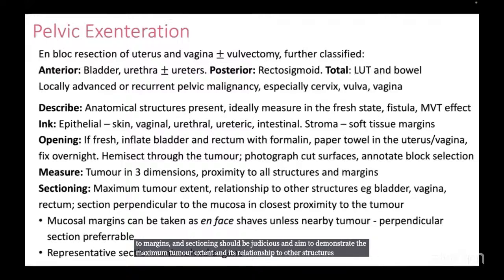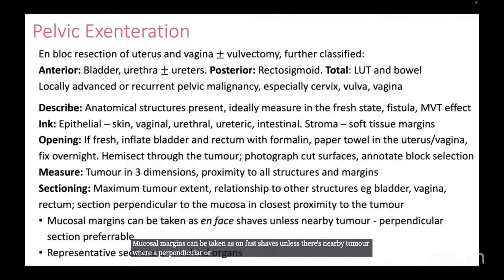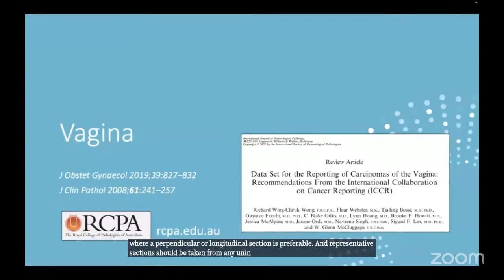So when the tumour is close to a mucosal surface, such as the bladder, vagina, or rectum, take sections perpendicular to the mucosa at the nearest point. Mucosal margins can be taken as en-face shaves, unless there's nearby tumour where a perpendicular or longitudinal section is preferable. And representative sections should be taken from any uninvolved organs.